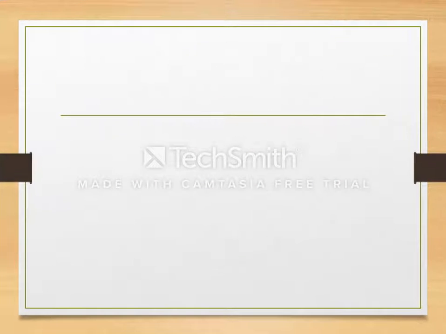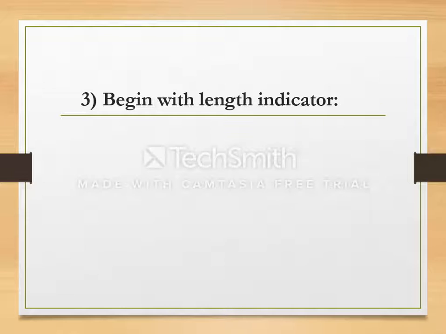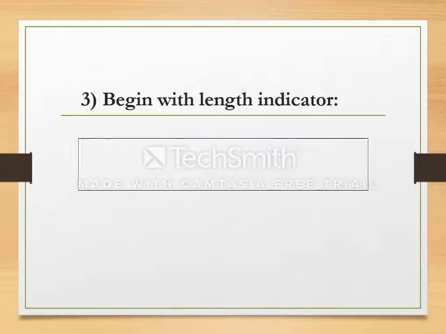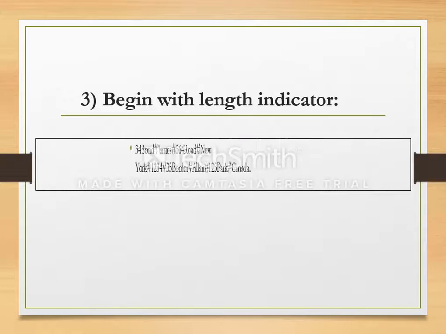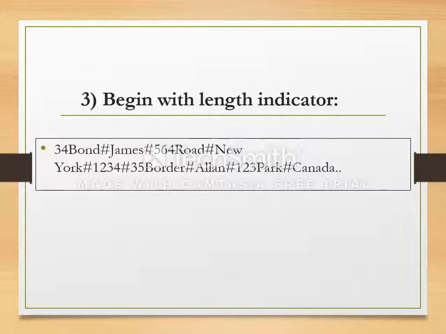Third type, that is begin with length indicator. The length of the records can be indicated by beginning each record with a field containing an integer that indicates how many bytes there are in the rest of the record as shown in the following figure. This is a commonly used method for handling variable length records.